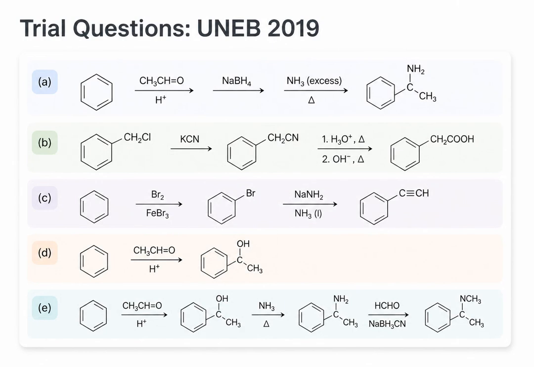Now we transition into the trial questions section, starting with the UNEB 2019 past paper. These questions test your ability to synthesize various aromatic derivatives. For example, you are asked to synthesize 1-phenylethene-1-amine and phenylethene starting from benzene. Notice how many of these require adding a 2-carbon side chain to the benzene ring, which typically involves Friedel-Crafts alkylation or acylation, followed by further functional group transformations.